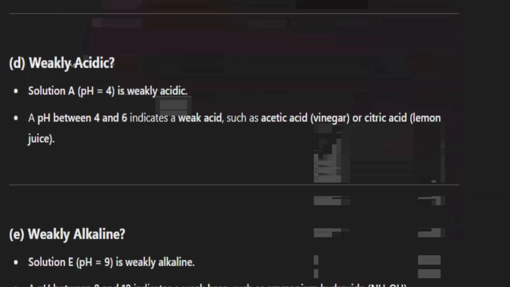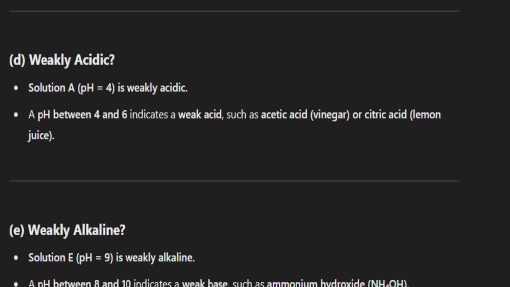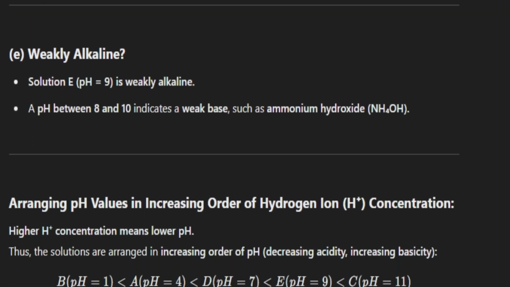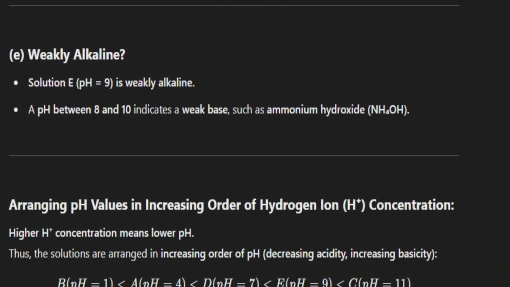A pH between 4 and 6 indicates a weak acid, such as acetic acid (vinegar) or citric acid (lemon juice). Solution A, pH equals 9, is weakly alkaline. A pH between 8 and 10 indicates a weak base, such as ammonium hydroxide, NH4OH.